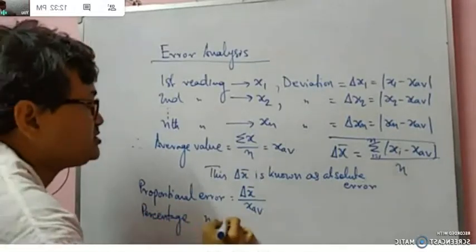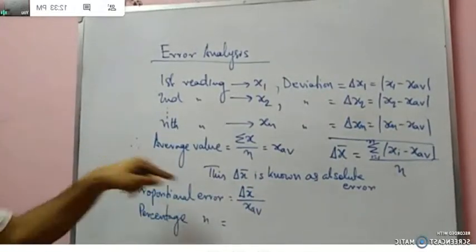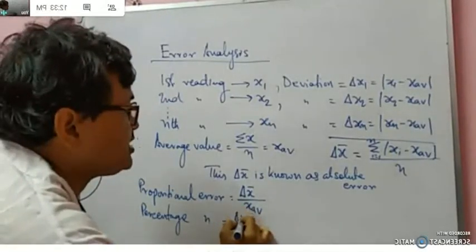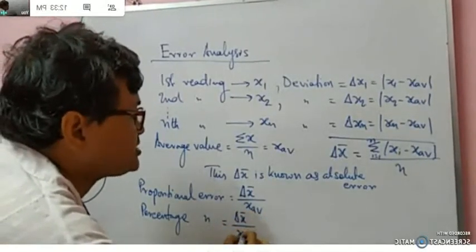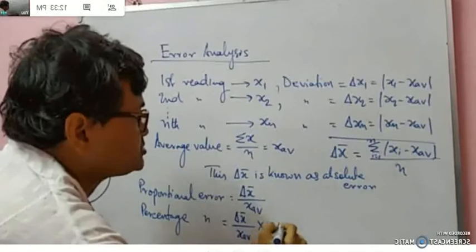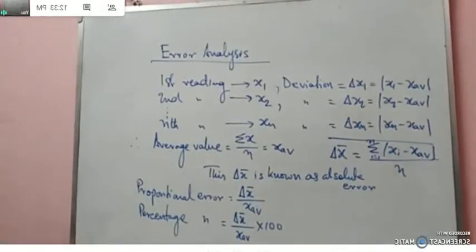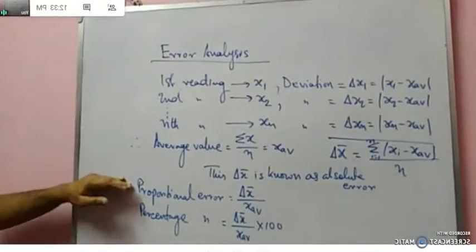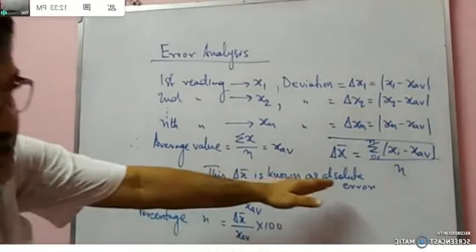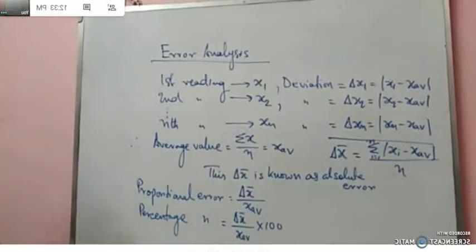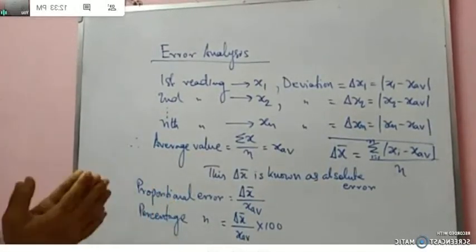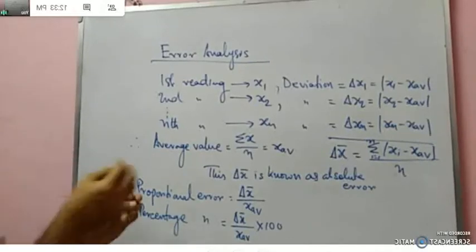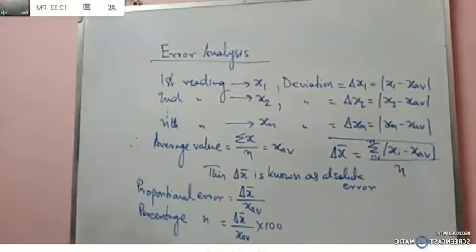Percentage error is this proportional error into 100. So delta x bar by x average into 100. In this way we can find the proportional error, percentage error as well as absolute error also. So it is the way of finding the error by taking the average.